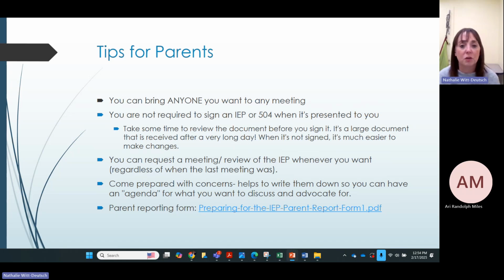There is a parent reporting form that I'm going to share with you guys. It has a student section also, so if your student is able to participate, they can write their strengths, their weaknesses, what they like, what they don't like, how best they learn, if they're able to communicate that information. But it's just a form to go through those same questions for yourself to think about what this looks like so that when you're coming across the meeting and everybody's present, you still have all the information that you need.